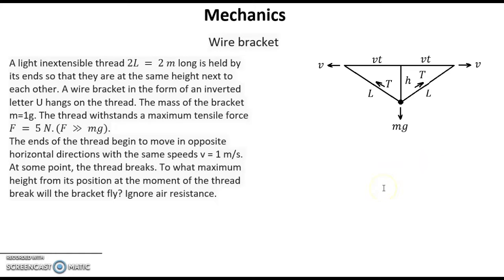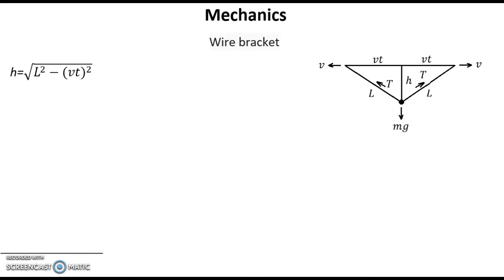Now we can find what is the height h as a function of time. This is the formula for height as a function of time. We did it from this triangle. Next step, we have to find the vertical speed of this bracket and the vertical acceleration of this bracket. After that we can find what the tension is finally. So let's do this.